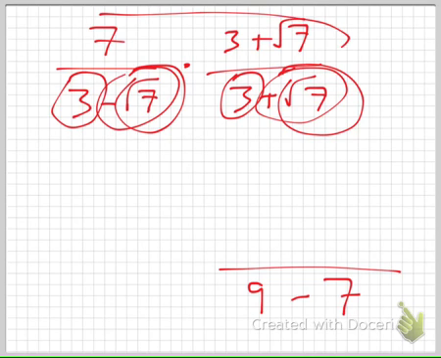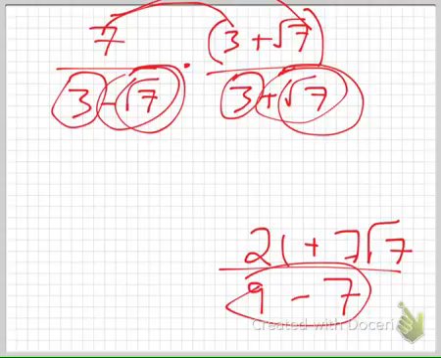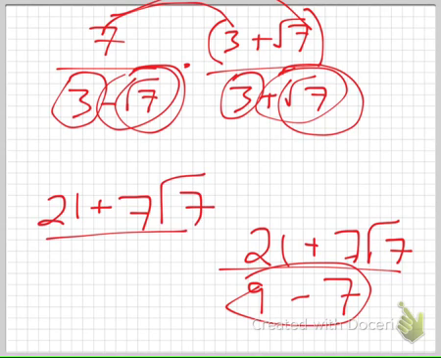The top. You have to multiply the top. You put this thing in parentheses and you do rainbow. What's 7 times 3? 21. What is 7 times the square root of 7? Plus 7 times the square root of 7. Okay. 9 minus 7 is 2. 21 plus 7 times square root of 7 over 2.